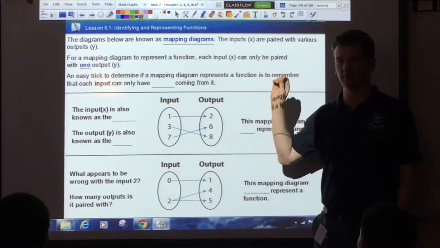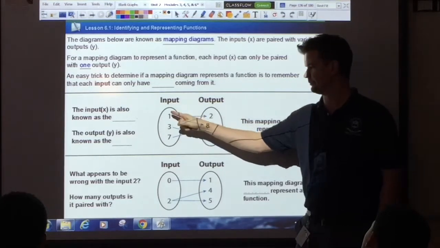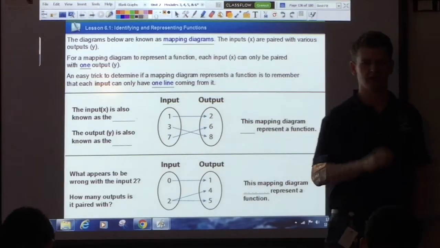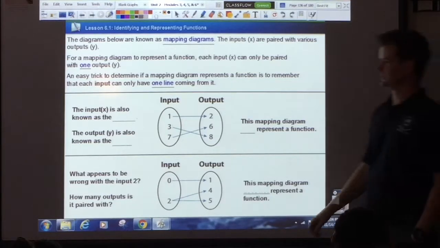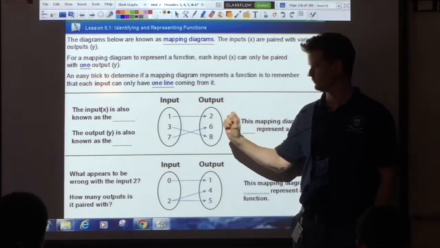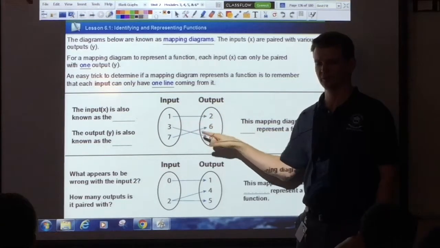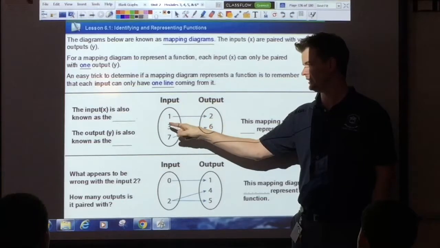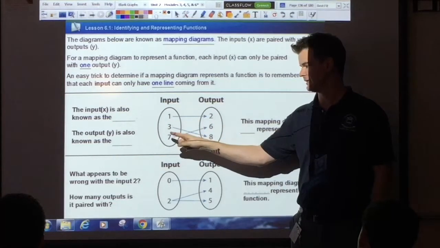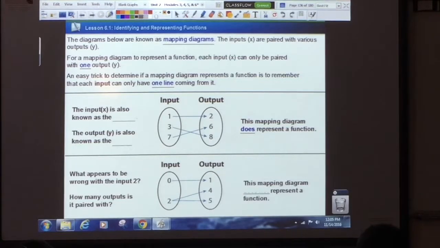An easy trick to identify if mapping diagrams are functions is to remember that each input can only have 1 line coming from it. If there's only 1 line coming from that input, it means it's only paired with 1 output. So if you look here at this first diagram, look at the first input. How many lines are coming out of that input? 1. How many lines are coming out of the second input? How many lines are coming out of the third input? 1. So this would be a function. This input is paired with only 1 output. This input is paired with only 1 output. This input is paired with only 1 output. So this mapping diagram does represent a function.